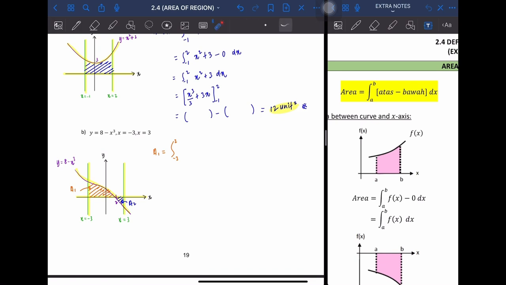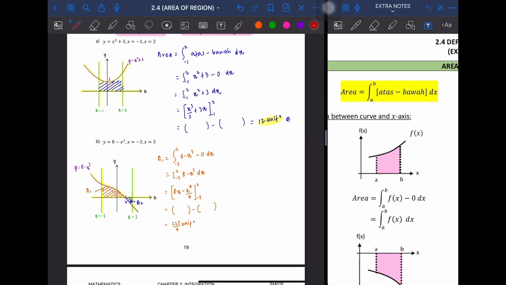So again, daripada atas, kita akan jumpa this one dulu. So 8 minus x power 3, and then minus function yang bawah adalah this one, which is 0. Okay, so tak payah letak pun tak apa 0 tu. So negative 3 until 2, 8 minus x cube dx. So integrate 8x minus x 4 over 4, from negative 3 until 2. Substitute upper limit minus substitute lower limit, you're going to get 225 over 4 units square.